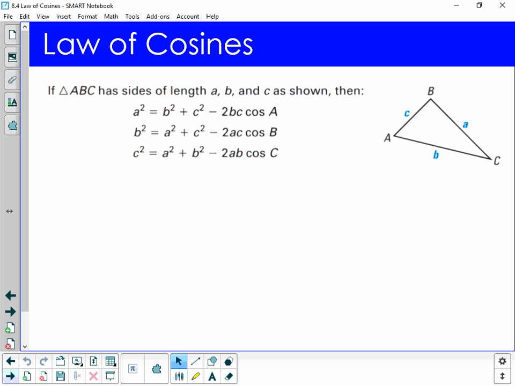The law of cosines is a relationship between three of the sides of the triangle and one of the angles. It's written three different ways here, but it really just depends on which angle you're focused on, and they're essentially all the same, just looking at the triangle from different perspectives.